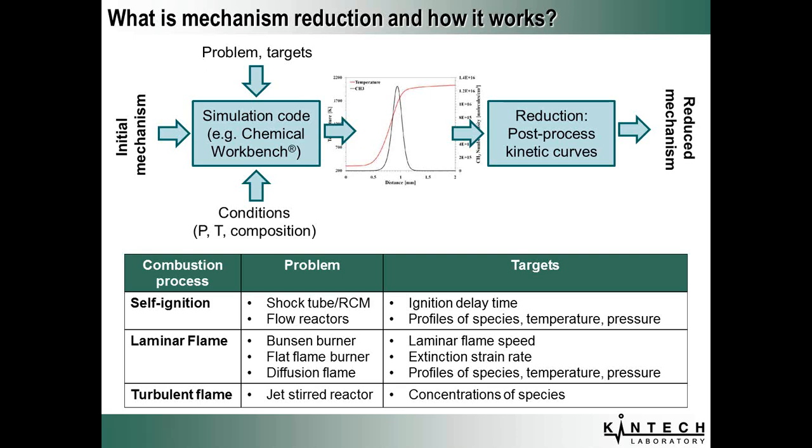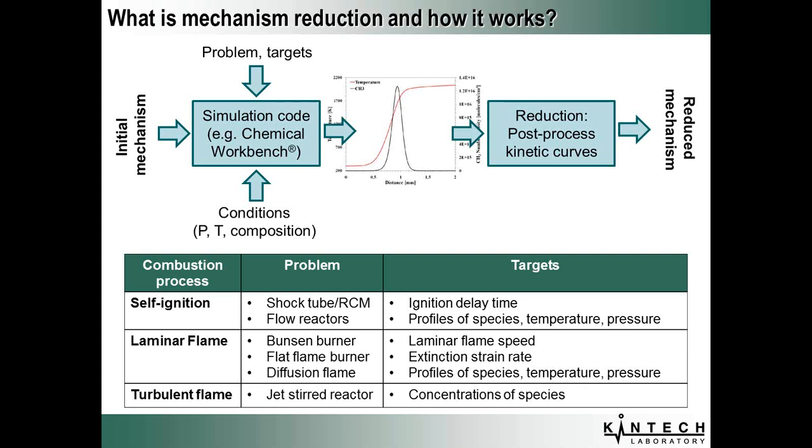So all this information is enough to make a reduction of the initial, usually large, kinetic mechanism, to get a smaller mechanism which can simulate the same problem with the requested accuracy. And the reduction works in the following way. First of all, you need to try to solve your problem with the initial mechanism. Usually a kinetic simulation code is used here, and Chemical Workbench is one example of these codes.